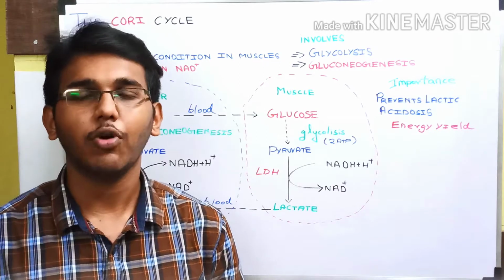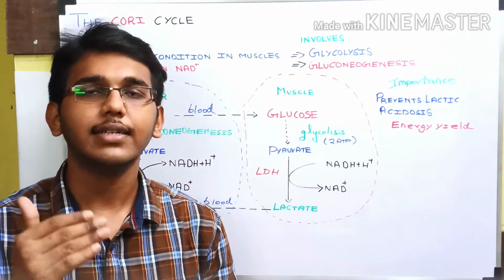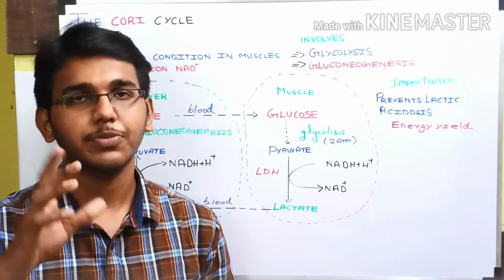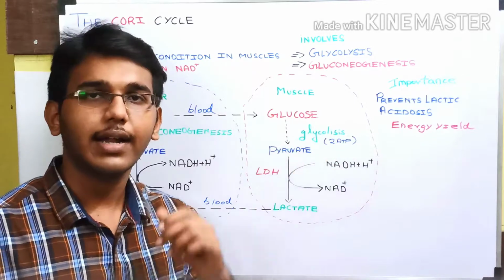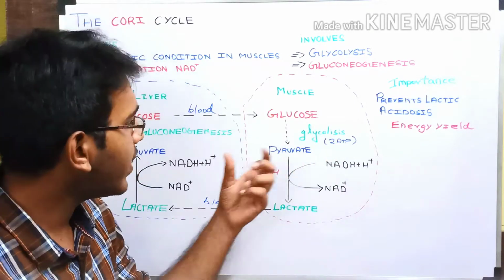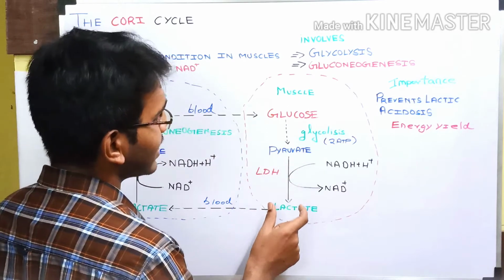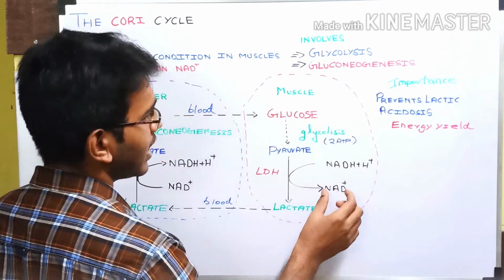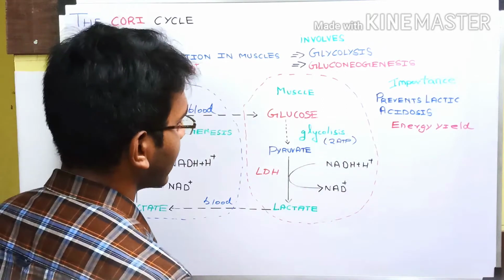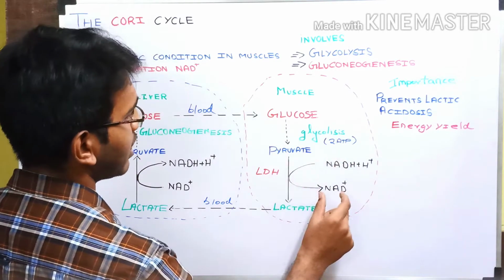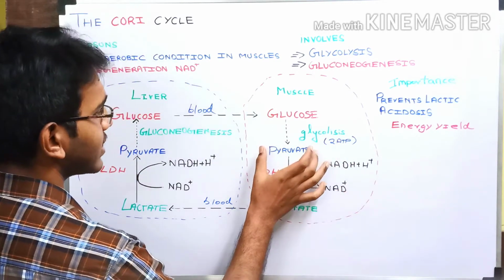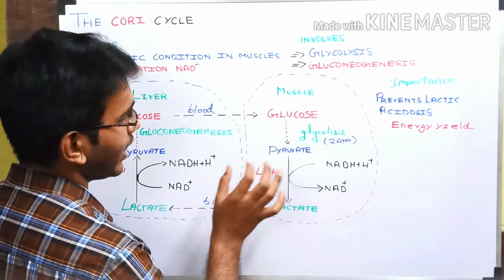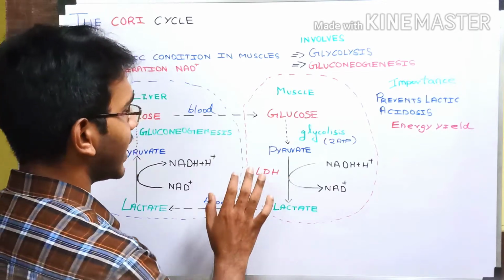This NAD+ must be regenerated, and it is done with the help of the electron transport chain in the case of oxygenic condition, that is aerobic respiration. But we are having an anaerobic condition in this case, so the pyruvate will be converted to lactate. As a result of this conversion, NADH will be oxidized back to NAD+ and NAD+ is regenerated. So NADH is oxidized to NAD+, as a result of which pyruvate is reduced to lactate by the action of the enzyme lactate dehydrogenase. I have written it in short form, that is LDH.